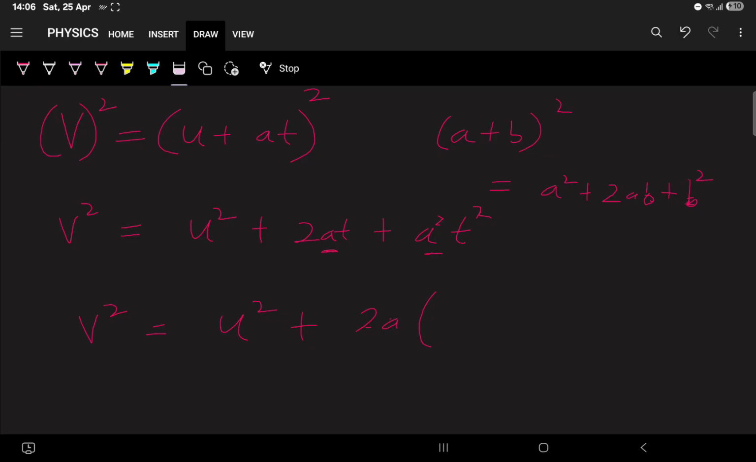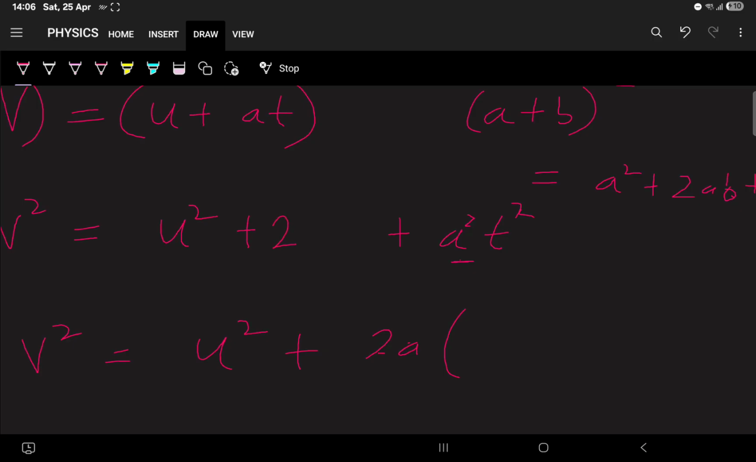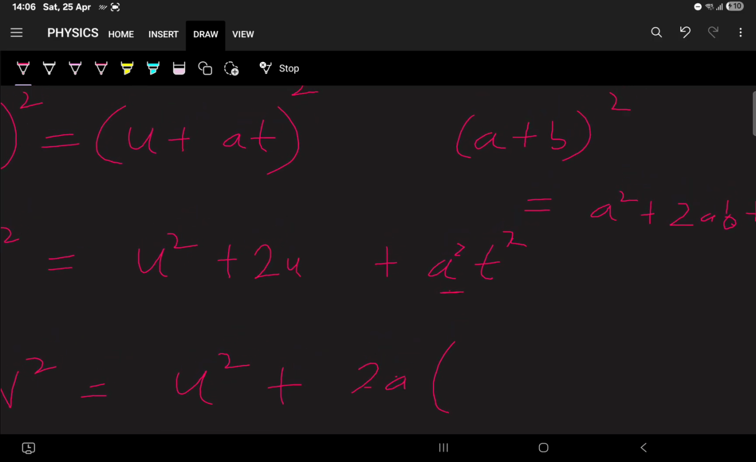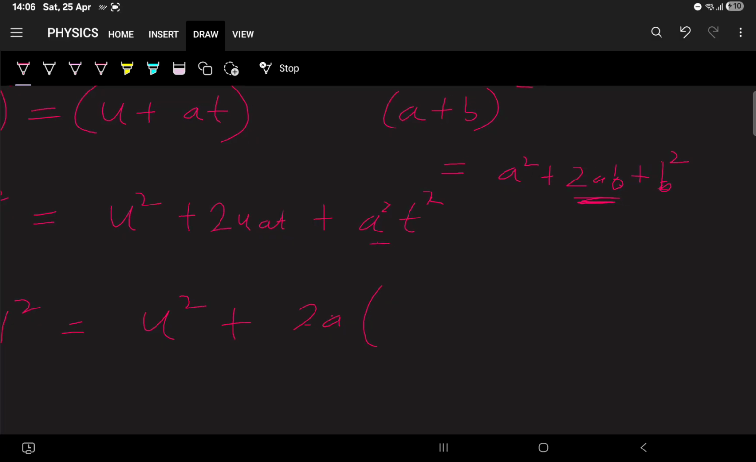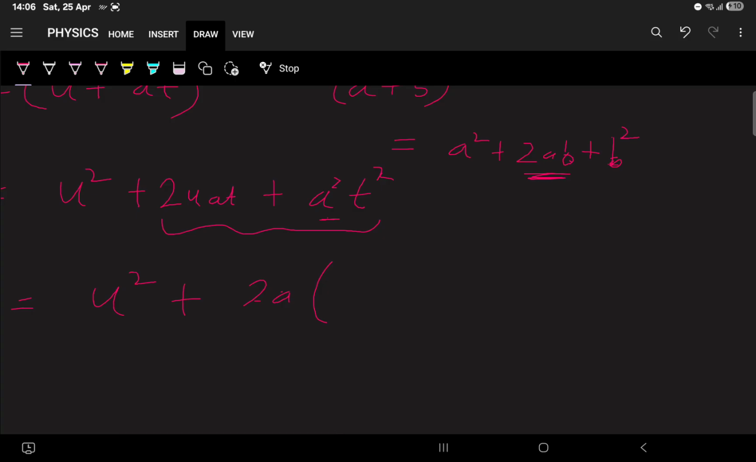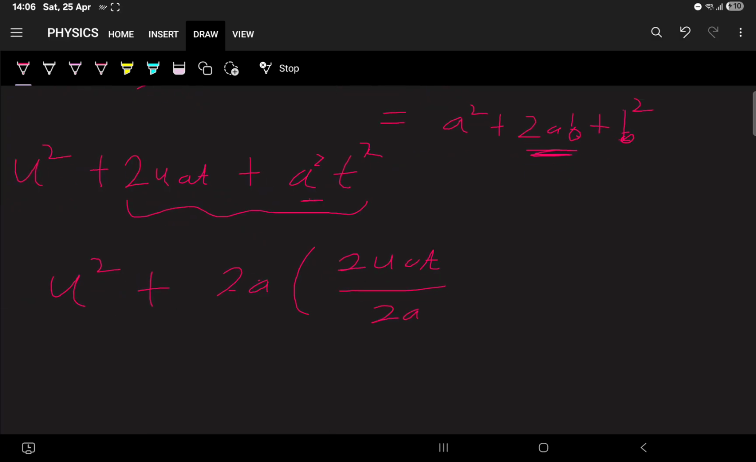Meanwhile, expressing this here, this is going to be 2uat, just like we have here 2ab, where our a is u and b is at. So factoring 2a from this part of the equation, we're going to have 2uat divided by 2a plus a squared t squared divided by 2a.